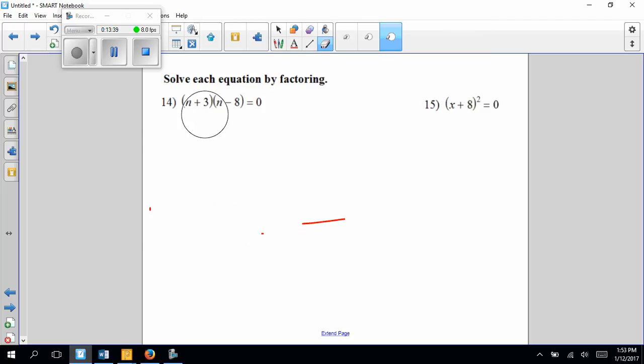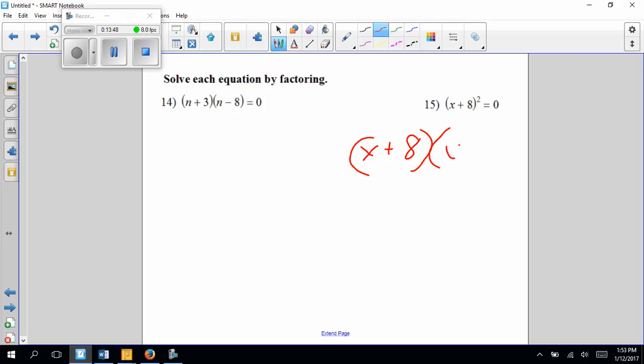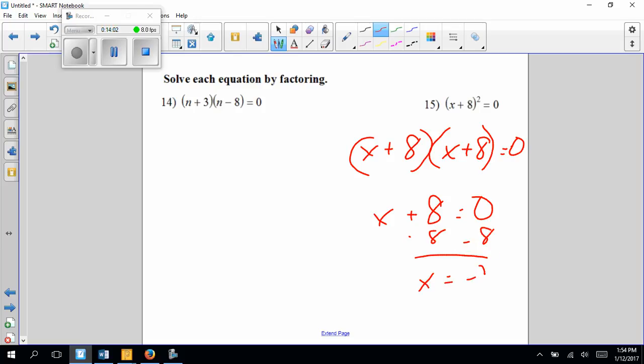Question number 15. If you picture what squared really means, it means times itself. So if we wrote this out, it would look like x plus 8 times x plus 8 equals 0. You could set them both equal to 0, but you're going to get the same answer no matter what. So really, you only have to do it one time. X plus 8 equals 0. Subtract 8 from both sides.